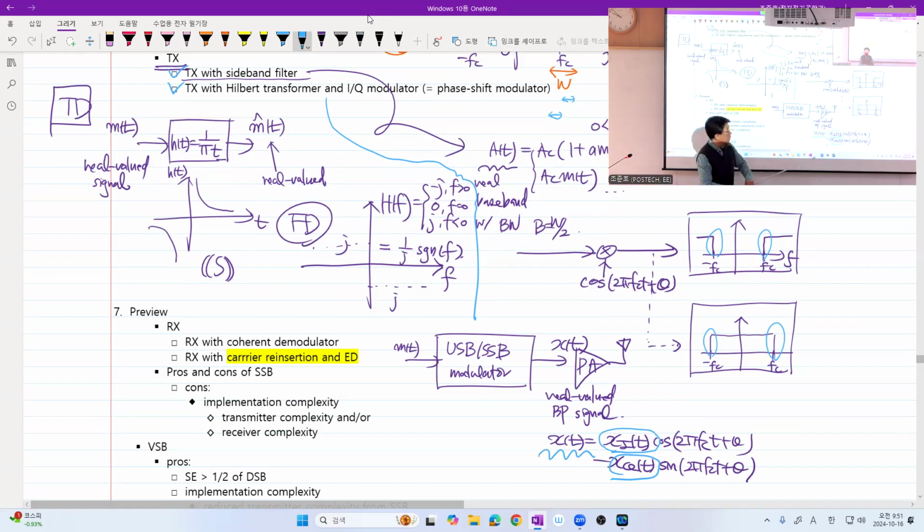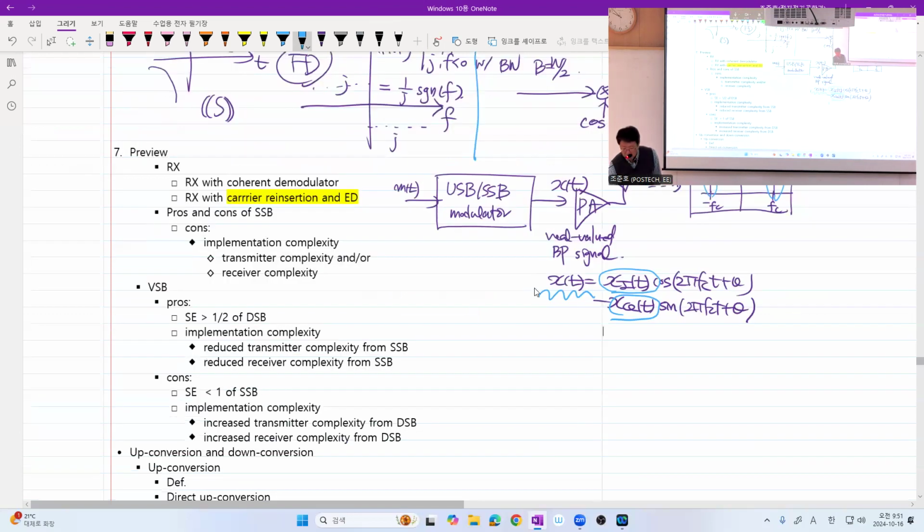And here goes the question. What is this signal in terms of m of t? And what is this signal in terms of m of t? And interestingly, we've seen last time that for upper sideband SSB, we have m of t in the in-phase component and negative m hat of t in the quadrature component. What is m hat of t? The Hilbert transform of the message signal.